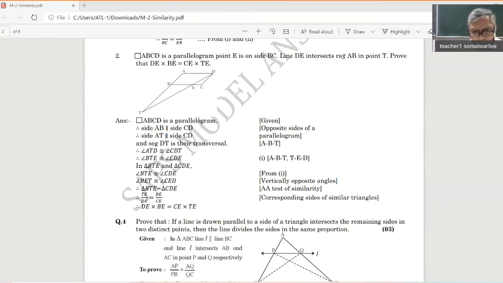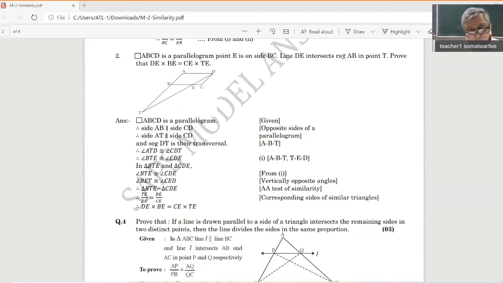As soon as we have proved that these two triangles are similar by a test of similarity, we can say that corresponding sides of the similar triangles are in proportion. Therefore, TE upon DE, the last two letters, TE upon DE is equal to BE upon CE. Then making cross multiplication, we will get DE into BE is equal to CE into TE. This way we can prove it very easily.